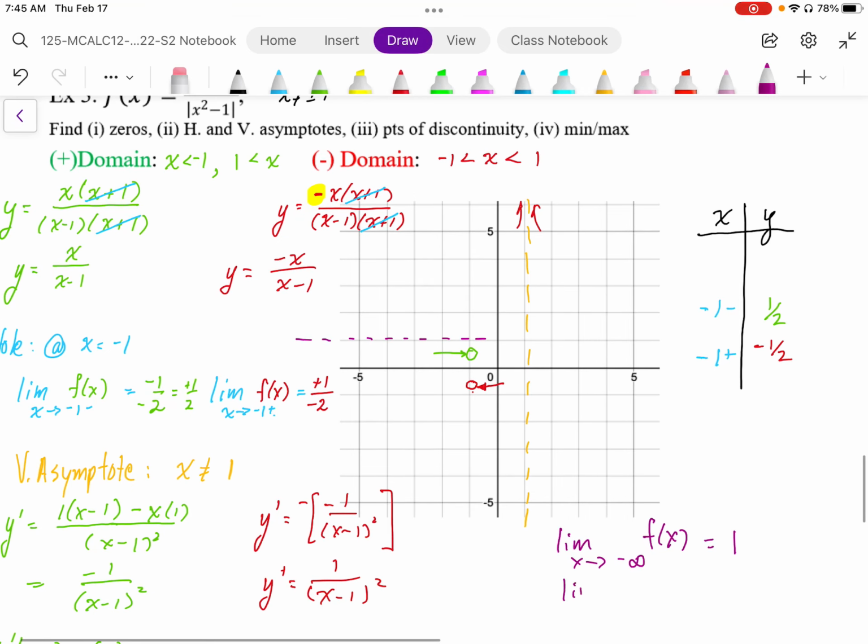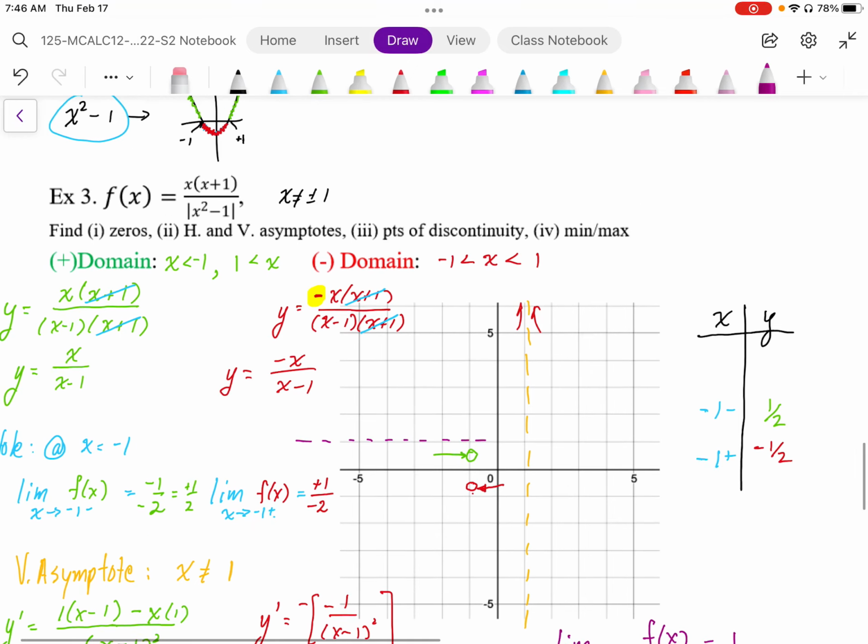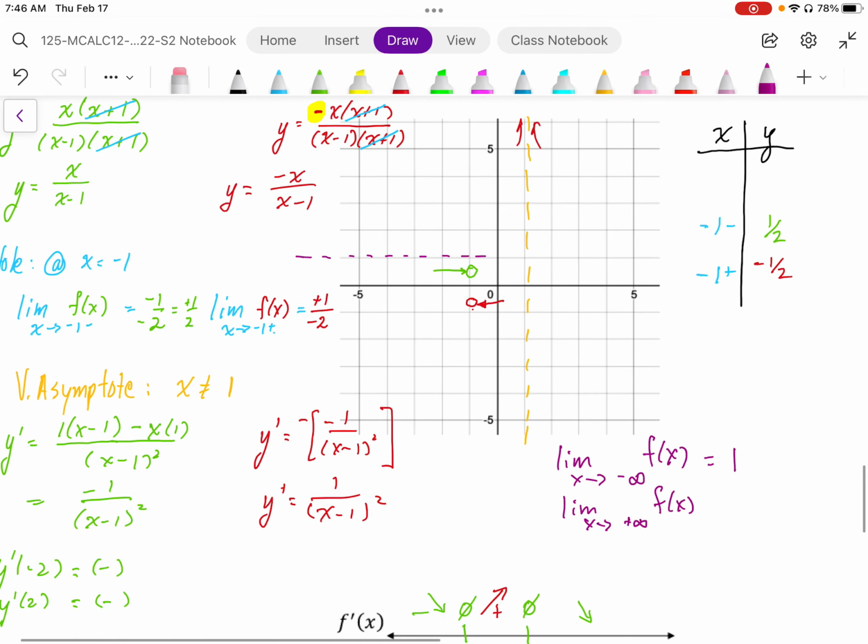Okay, the limit as x approaches positive infinity of f of x, in that case, I'm going to have the same horizontal asymptote because I'm going to use a green function again, because on the right side of the graph, we're going to be using the positive domain, the green domain function, so that's also going to be equal to 1. So I'm going to have a horizontal asymptote at 1 as well. Now the difference is one is going to be going up to the purple line and on the other side is coming down.